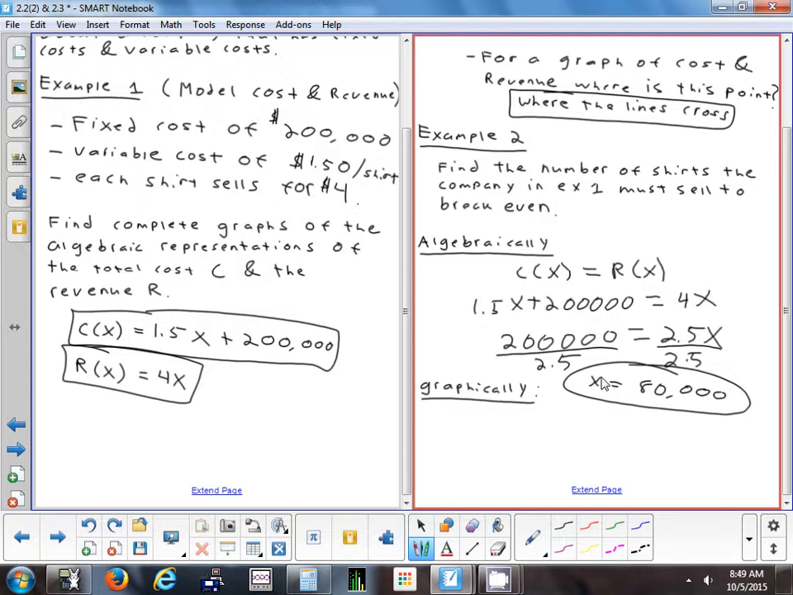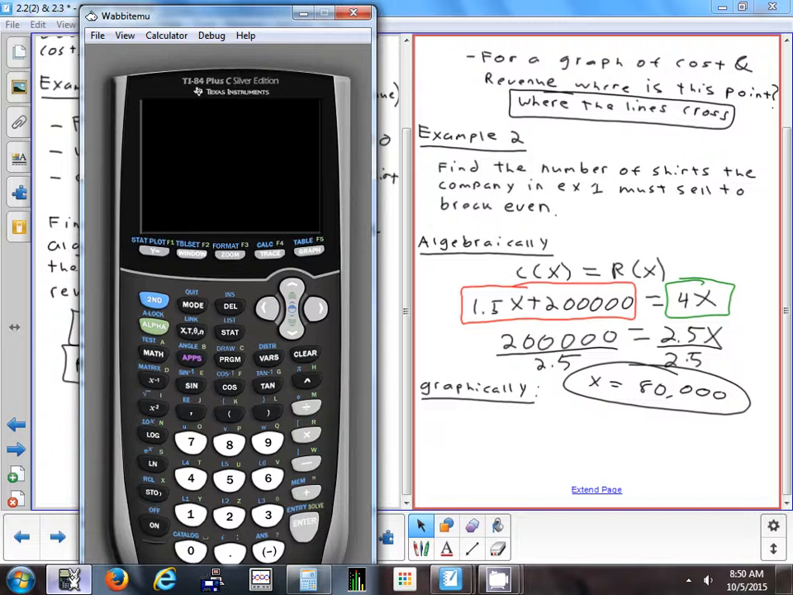Okay, now let's graph. So basically what we'll do, put that in y1, and put that in y2. Right? And we're going to see where they cross. Now, we already know where they cross. So I have an idea of how big I need to make x max. Maybe even go a little bit bigger.